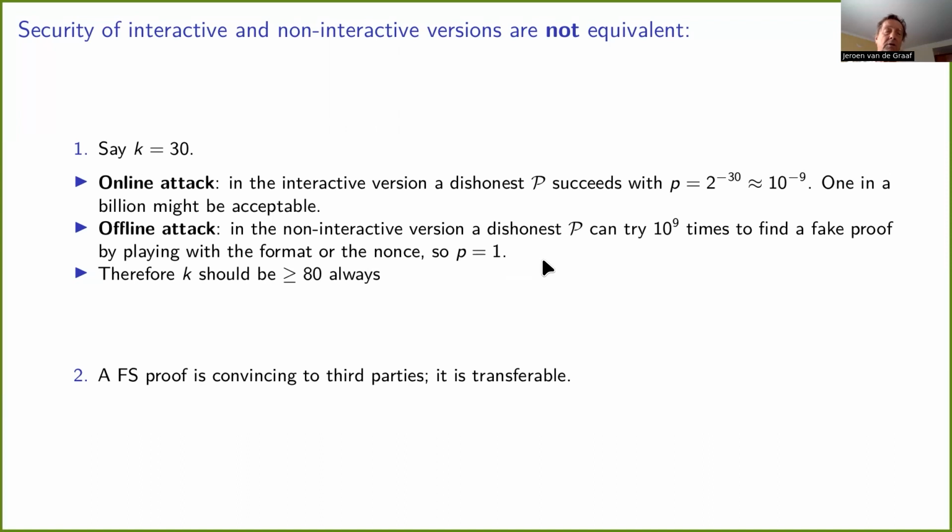Another important observation is that a Fiat-Shamir proof will be convincing to a third party. If the prover shows the Fiat-Shamir transcript to a third party, this is convincing, because the party will realize that the verifier and the prover cannot have conspired in the randomness of the challenges.